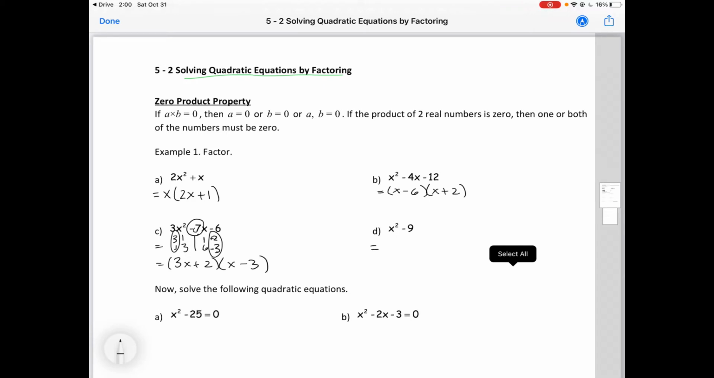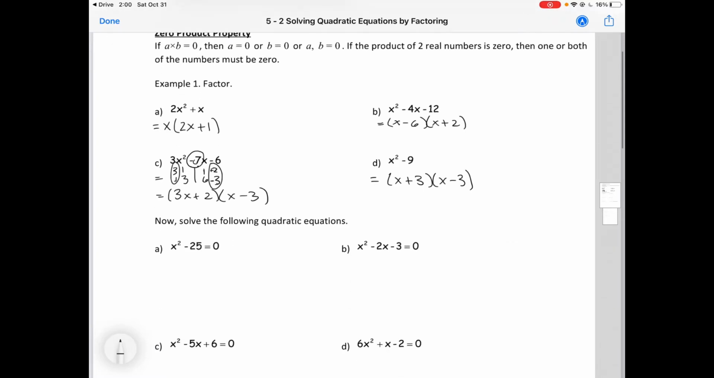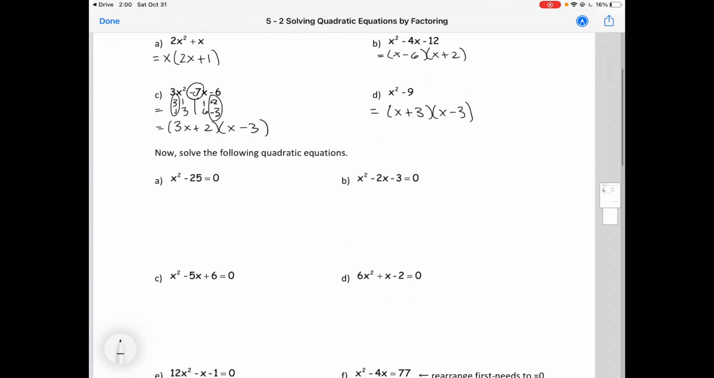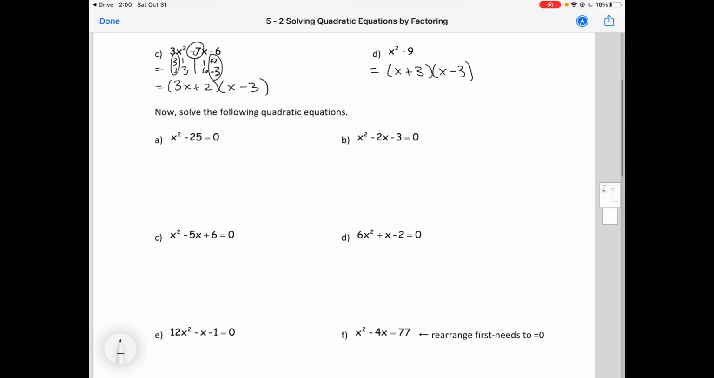And then my last one here, I've got two terms. This one is a difference of squares. So x plus 3, x minus 3. Okay, now we're going to extend that to solving some quadratic equations.